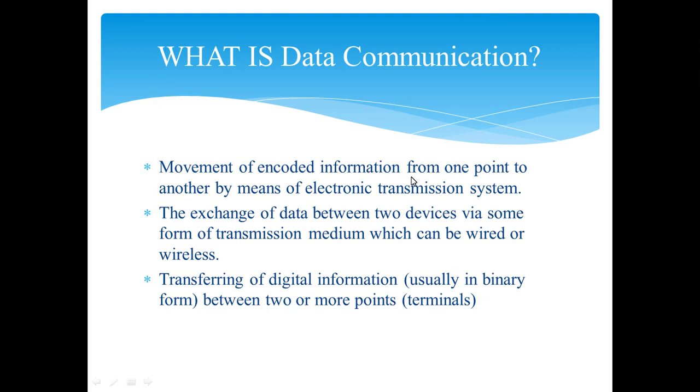In simple terms, data communication is the movement of encoded information from one point to another by means of an electronic transmission system. Another definition is the exchange of data between two devices via some form of transmission medium, which can be wired or wireless. You can also say it's the transferring of digital information, usually in binary form, between two or more points or terminals.